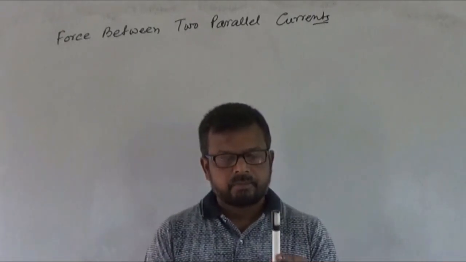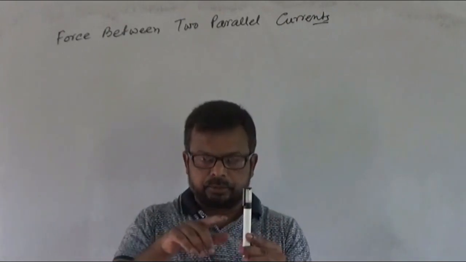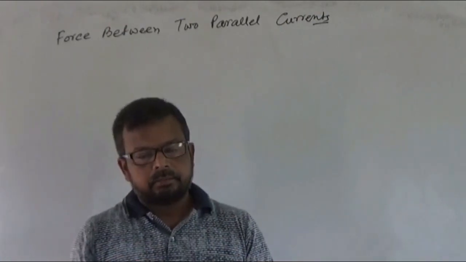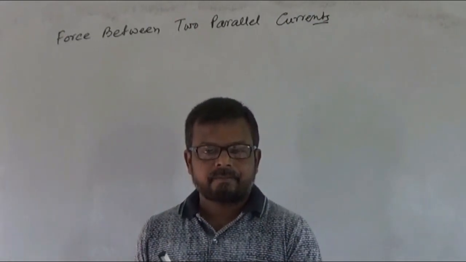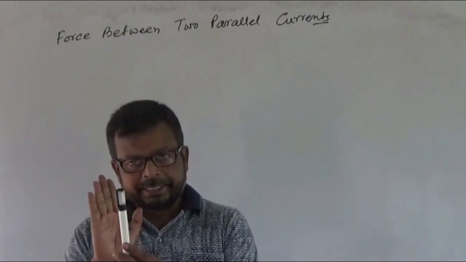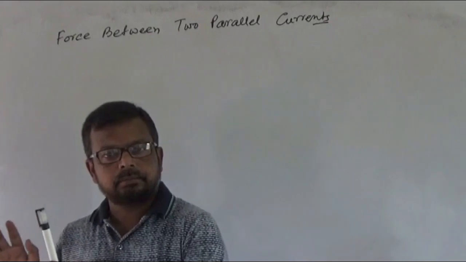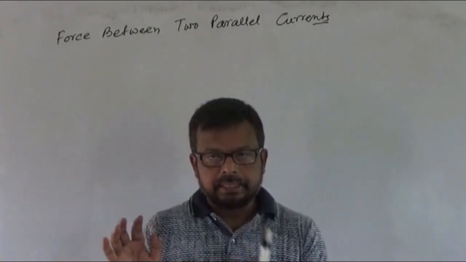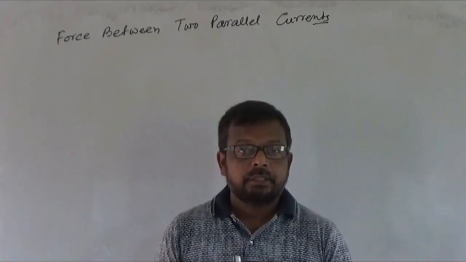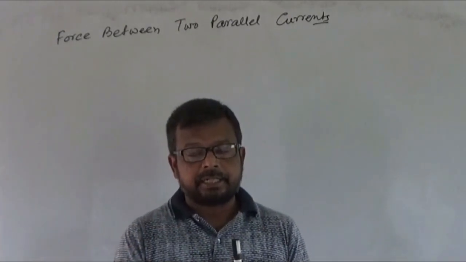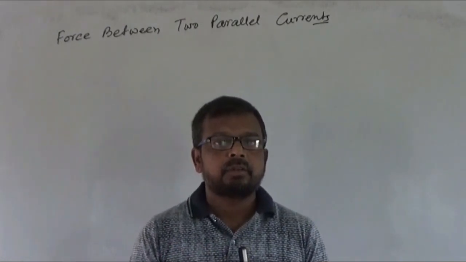See here, if this is a current carrying conductor, then there is a magnetic field due to this current. Again, we have already discussed that if a current carrying conductor is placed in a magnetic field, then it will experience a force. Thus, it is logical to expect that two current carrying conductors placed near each other will exert force on each other.